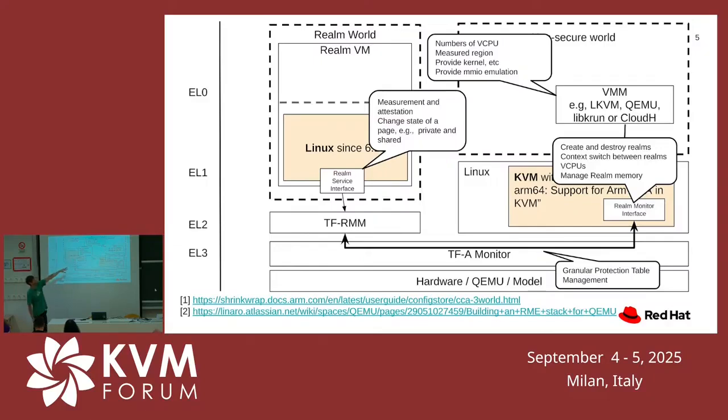Then, of course, the virtual machine monitor is still in charge of configuring the number of CPUs. It also has to define the region that is going to be used for the measurement, and of course provide the kernel and the MMIO emulation. Then, in KVM, for example, we are still going to create and destroy the realm VMs. It is also going to provide the context switching between the realm vCPUs and also manage the realm memory.